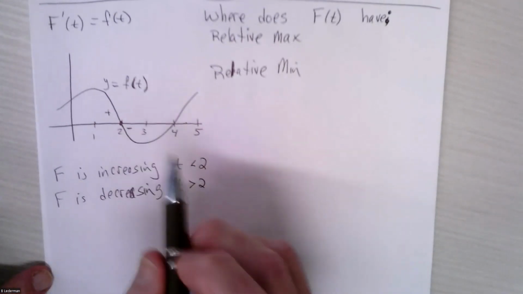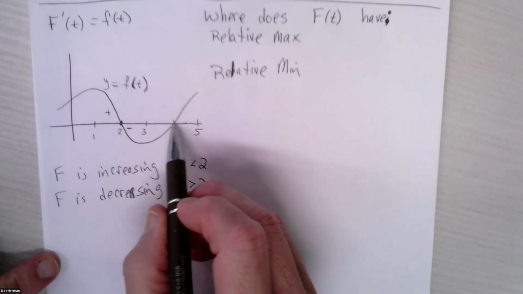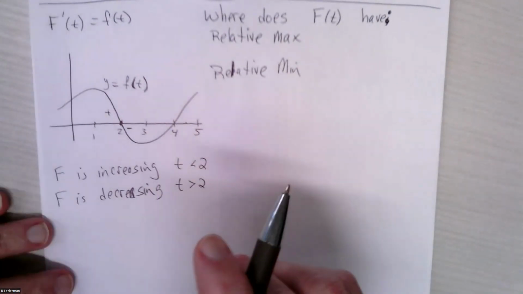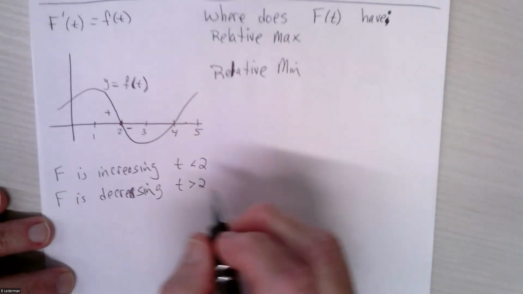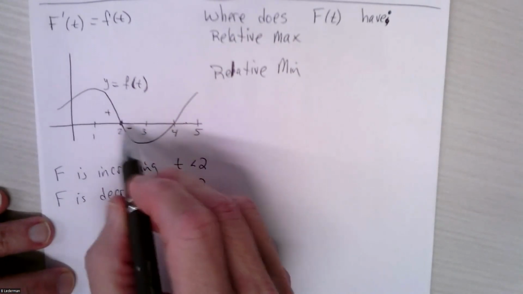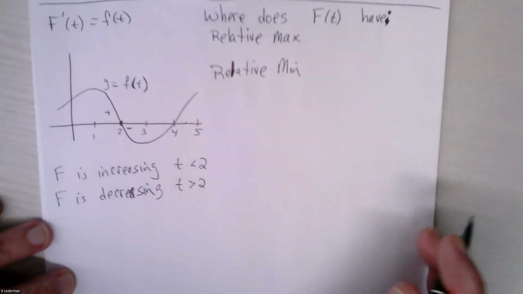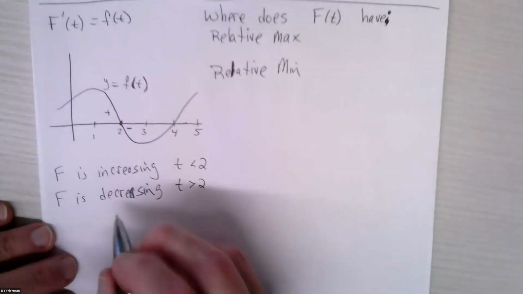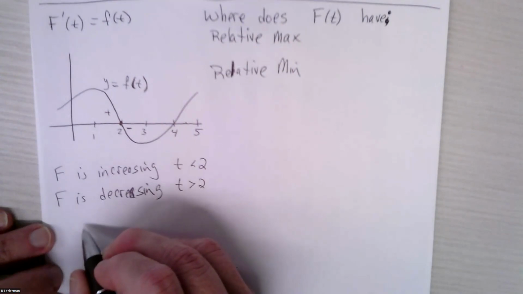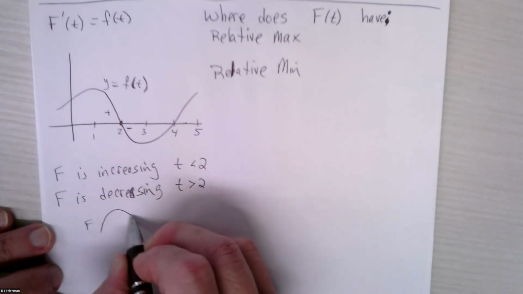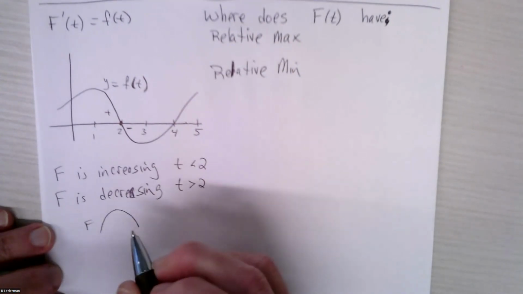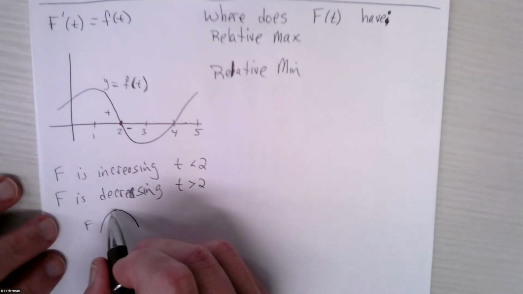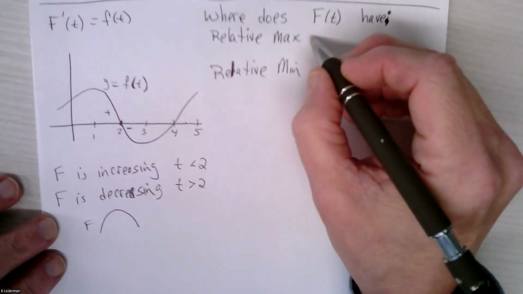Although it's not going to be forever. It's gonna change when we get to 4. But let's just leave this for now. I'm just looking at this small neighborhood of 2. Well, we know when a function starts out increasing and then starts decreasing, it means that you have a max in the middle. So we have a relative max when t equals 2.